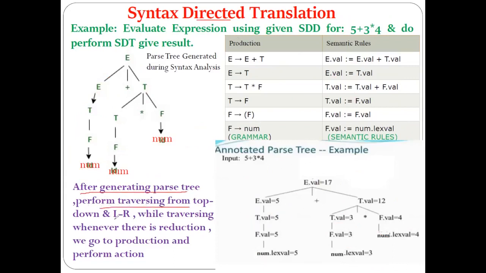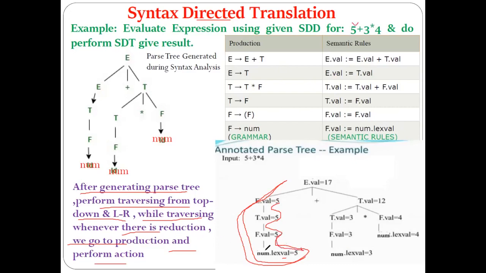we perform the traversing top down, left to right. While traversing, one point you have to keep in mind: whenever there is a reduction, you have to go to the production and perform the action. Means what? Suppose you started traversing from this, we come to here. Now from this, here you associate the value to the lex.val as a 5. And you go to the next node.